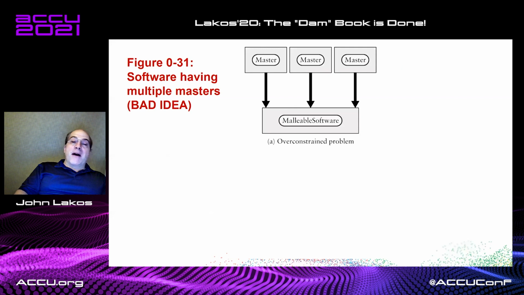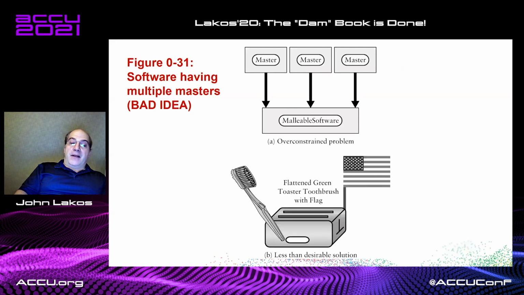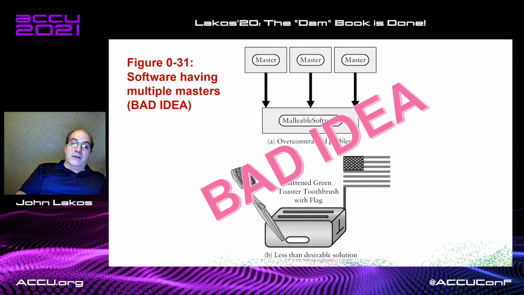Now, if you have multiple masters, then you get something like this flattened green toaster toothbrush with flag, because everybody's asking you to do something different. And as soon as you have something that's in conflict, you have a real problem. So again, this is something that we have to look out for. We can't have 3 different people telling us what to do. We can have one person telling us what to do, and then we have to make changes, or we can decide to do something that people need and leave it alone.